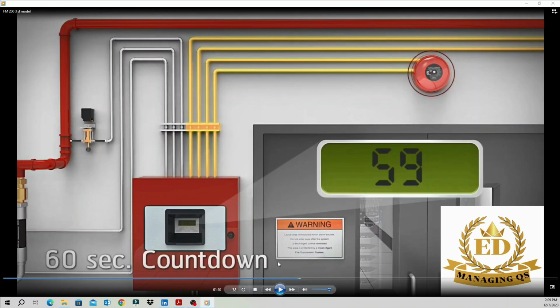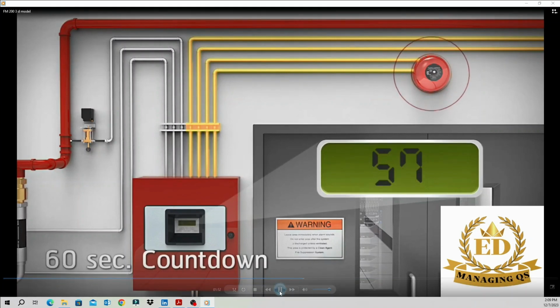Another process happens if everything is fine and the signal is received by the control panel. This is the 60-second countdown. This varies from project to project. It means in some projects 10 seconds, 20 seconds, something like this. So in this case, 59 means 1 minute, 60 seconds, and its countdown has started.